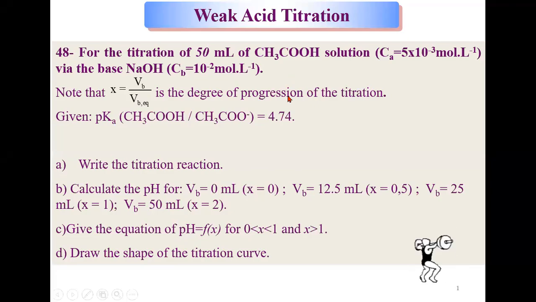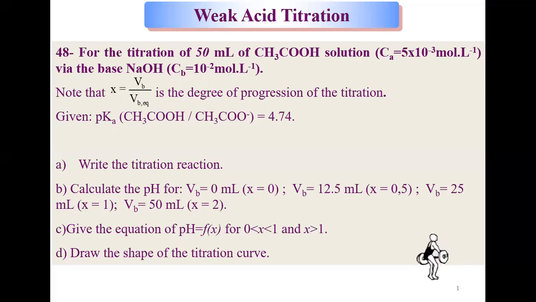So now we're going to actually apply a titration of a weak acid with a strong base, NaOH. They gave us 50 milliliters of acetic acid at a concentration of 5 times 10 to the minus 3 molar, titrated via the base NaOH with a concentration of 10 to the minus 2 molar.